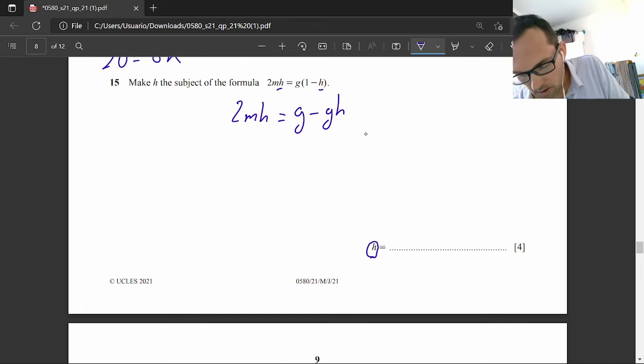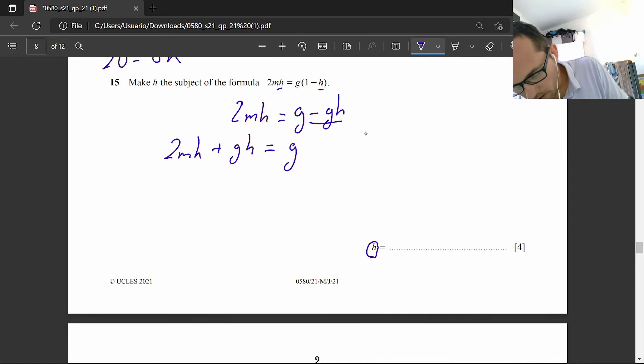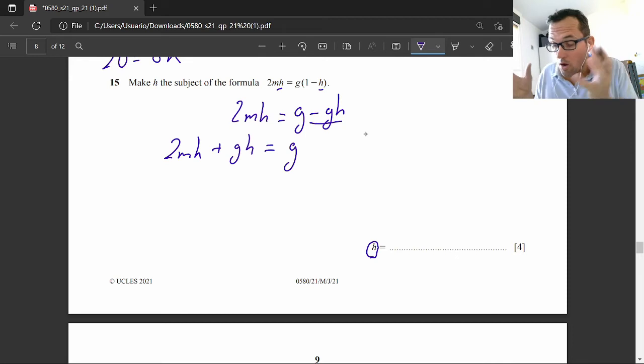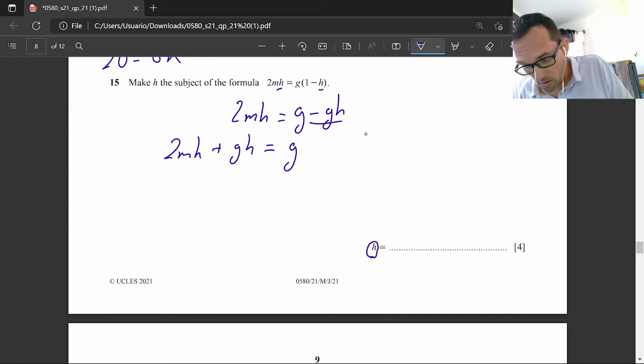So I've got my 2mh here on the left hand side of the equal sign. I'm going to leave it there, and I'm going to take this term and move it to the other side. The negative becomes a positive. Okay, so I'm moving in the right direction now because I've got all my h's on one side. There's still stuff I need to get rid of, but we're moving forward. We're getting marks.